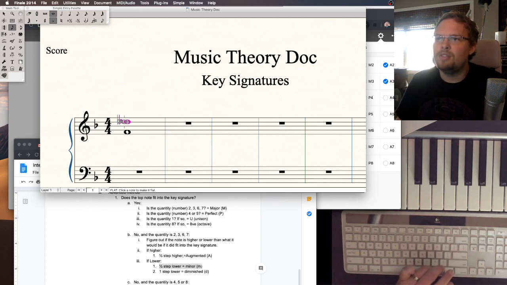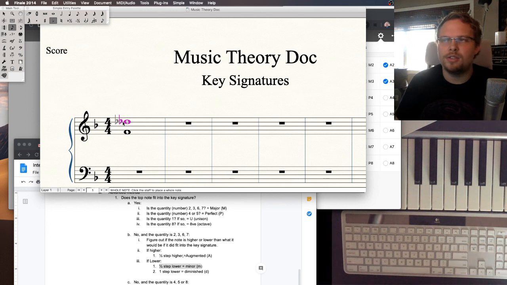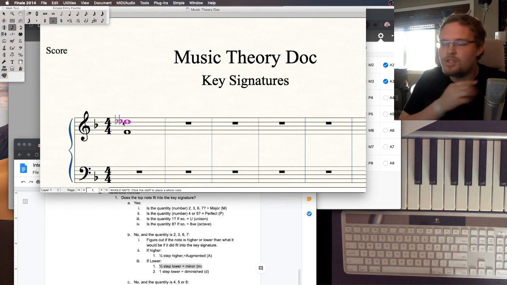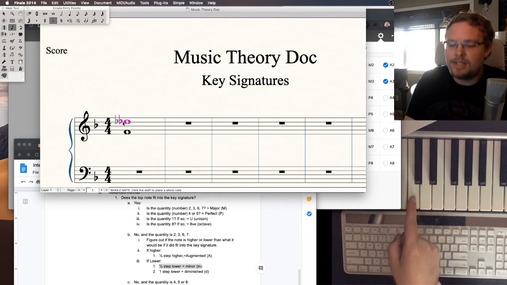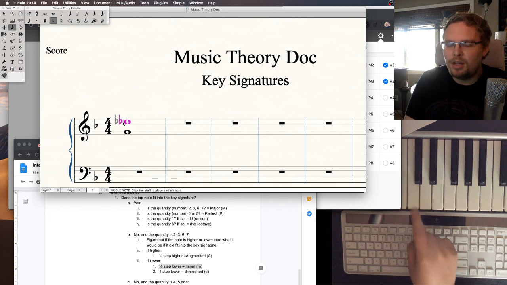Well, there'd be 2 flats on there, so I'm just going to make my cursor sit up here. There we go. So a D double flat essentially looks like that. There's 2 flats next to it. So this is a whole step, or 2 half steps lower than it normally would be. So here's my D. Here's a D flat. Here's a D double flat. So this is 2 half steps, 1 whole step lower.